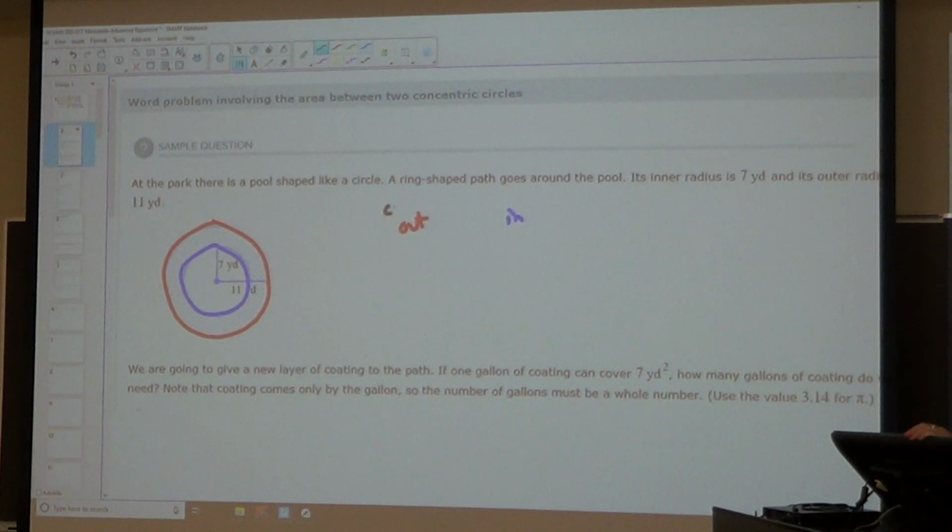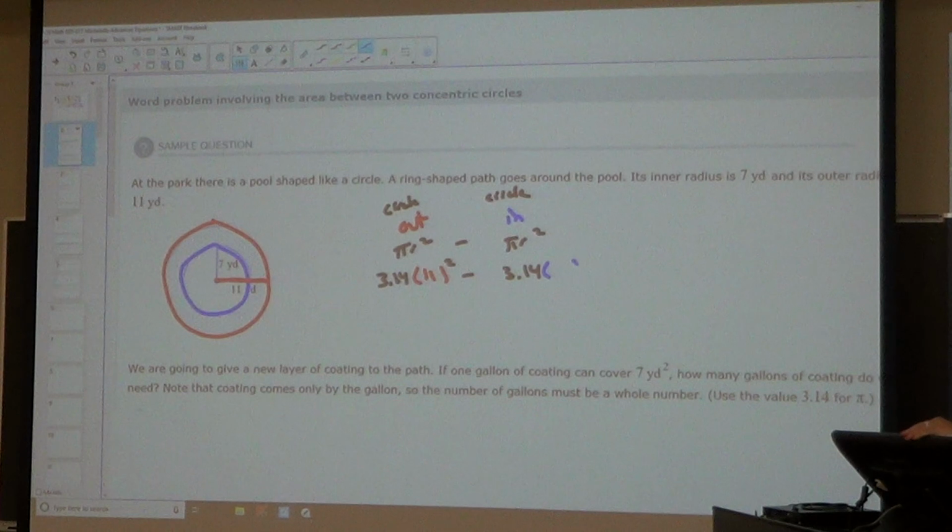Now, the formula for the circles is pi r squared, because we're doing area. So on the outside circle, can you see that your radius is going to be 11? So it's going to be 3.14 times 11 squared. What is the radius on the inside circle? That's the diameter, 14. The radius is 7.